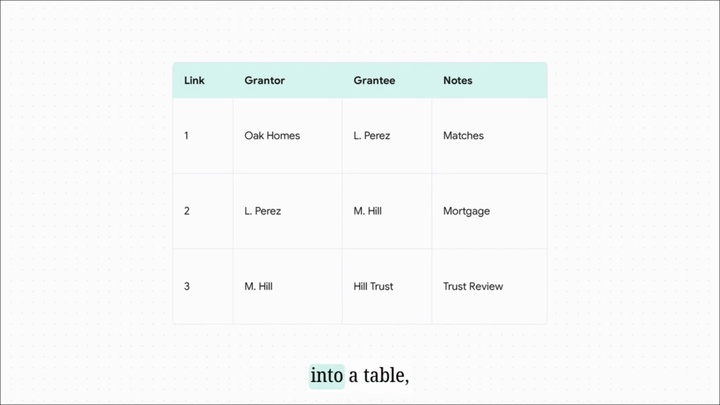When you put these links into a table, the clues just immediately jump out at you. Take a look at link number 3 right here. Marcus Hill conveyed the property to the Hill Family Trust via a quitclaim deed. Boom, massive red flag. That tells us right away that we need a trust review. If a trustee later tries to sell that property, we have to verify they actually have the authority to do so. Honestly, without a table like this, you're just swimming in a giant sea of disconnected documents.